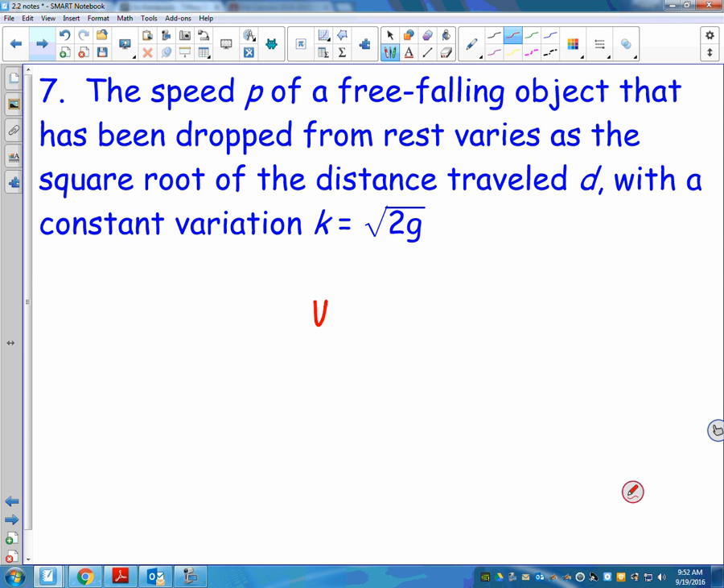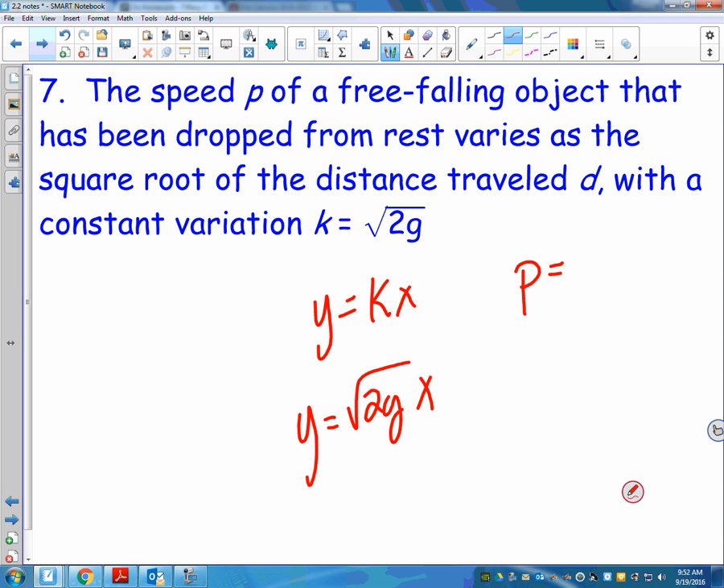So again, this is the model that I'm going with. Look at this, it tells me right there what k is. You just have to figure out what is y and what is x. It's always the first thing varies, that's the second thing. So what should y be? Because the speed varies as the square root of the distance traveled d, x would be the square root of d.